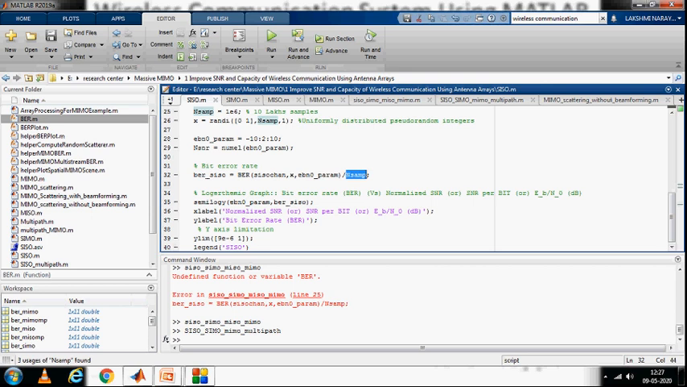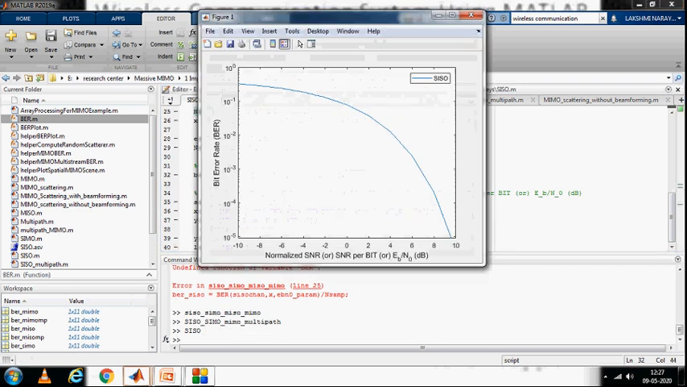After that, we are going to draw the graph for this. Here I am going to show you how to directly run this. Now you can observe the graph between bit error rate and normalized SNR for the SISO. Approximately you are getting the SNR close to 10.